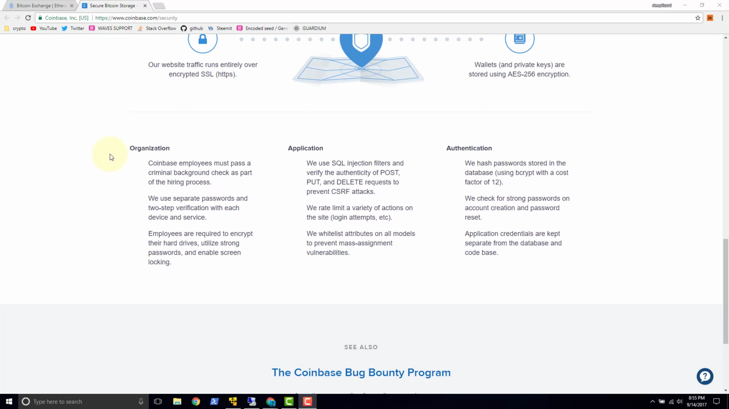Now scrolling down more, they give us more details. They're giving us details about the organization, application, and authentication. So let's take a look. They give us two pieces of information about employees.